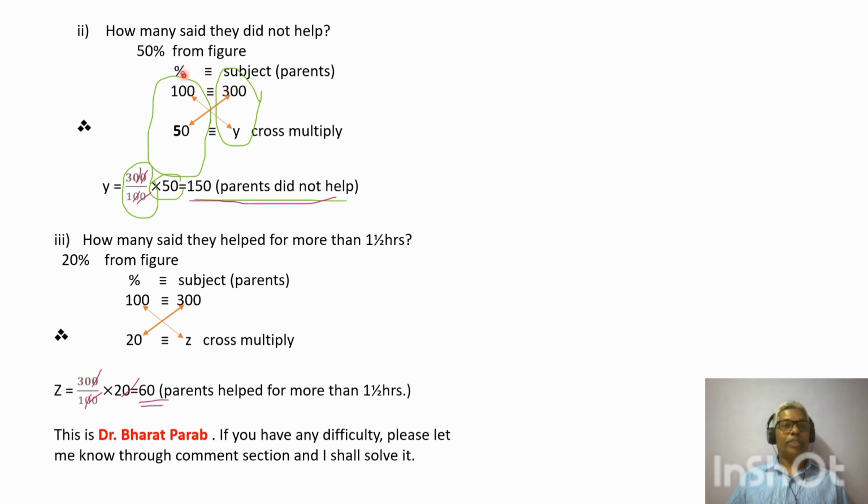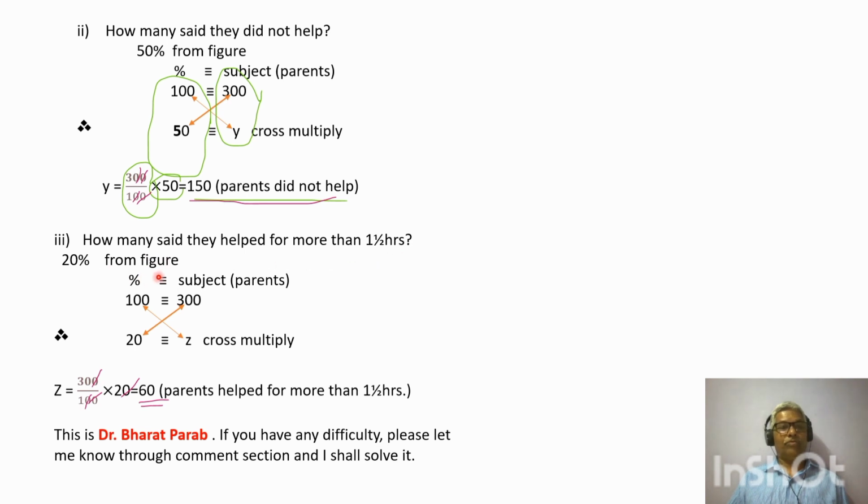Okay, so percentage below percentage, as in the previous case, the 100 corresponds to 300 and 50 corresponds to y, and you get here y. If you cross multiply, 300 upon 100 into 50, 3 into 50 is 150 parents. So 150 parents, that means 50% parents did not help at all. Got it? And the third question is, how many said they help for more than 1.5 hour?